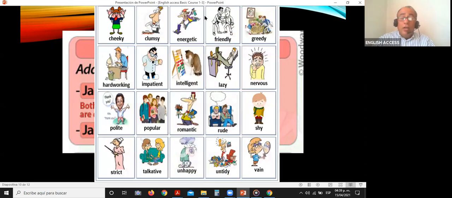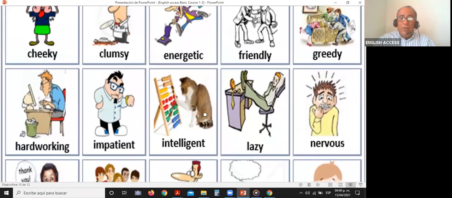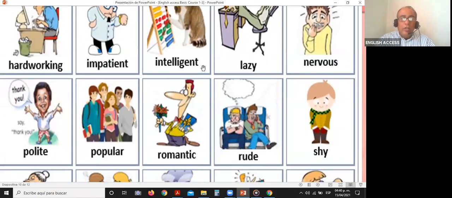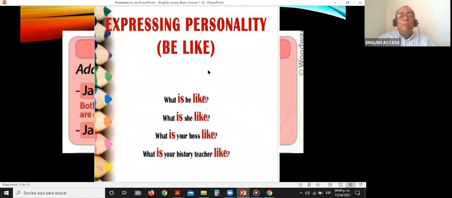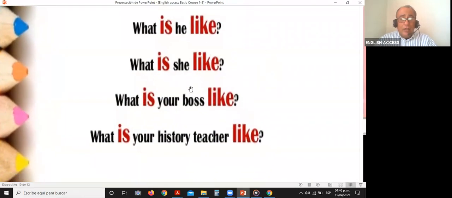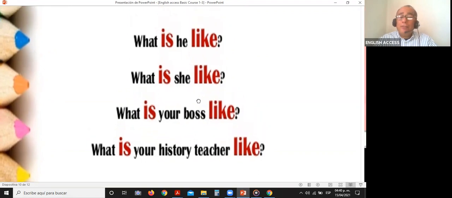Here we learn also a lot of words to describe people: cheeky, burlón, clumsy, descuidado, energetic, friendly, greedy, likes money, hardworking, impatient, and so on, only to describe people's personality with this set of questions. What is he like? What is she like? What is your boss like, a third person? What is your friend like? Or what is your history teacher like, or your English teacher like? So you are asking here about the personality.